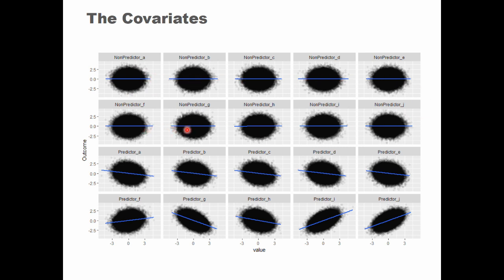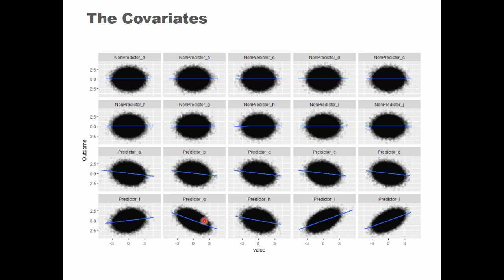So the non-predictors, there's no correlation or association between those and the outcome. If we look at the predictors, they're set up to have different strengths of association. And so you can see a tilt for those, so there is some kind of correlation or association there. And for some of these, particularly G, I, and J, the degree of association is even stronger. So those are quite strong predictors of our outcome.